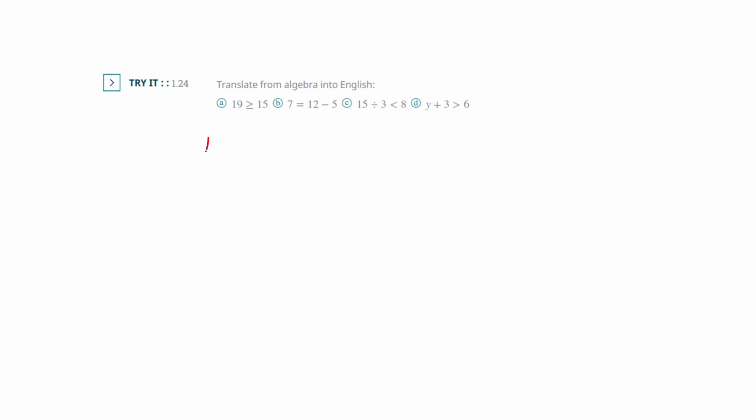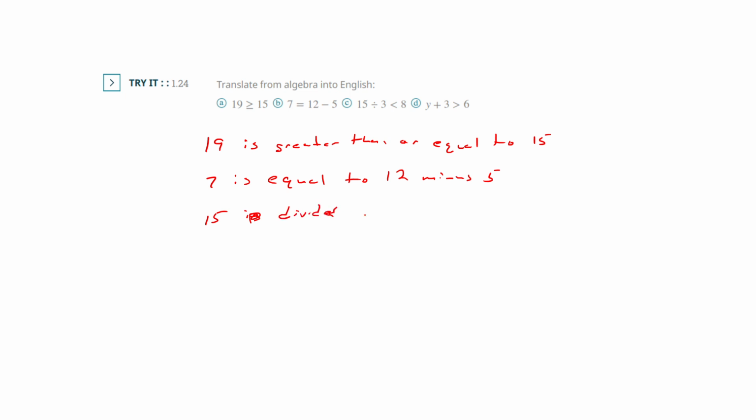Okay, let's give a few more here. I don't know if you need it, but we'll do it anyway. 19 is greater than or equal to 15. 7 is equal to, just working left to right, 12 minus 5. 15 divided, going one step at a time, by 3 is less than 8. y plus 3 is greater than 6. So greater than because we're going left to right, big end is there.